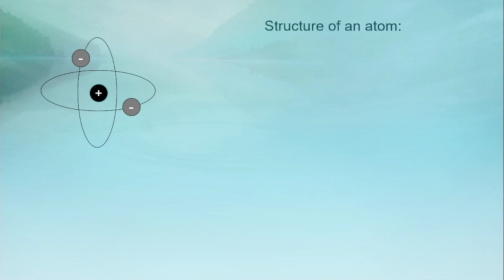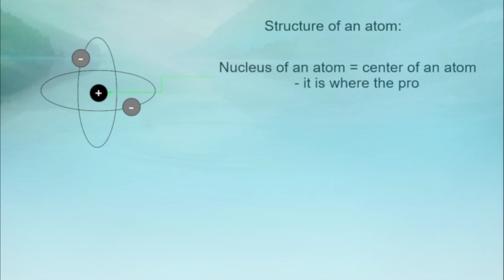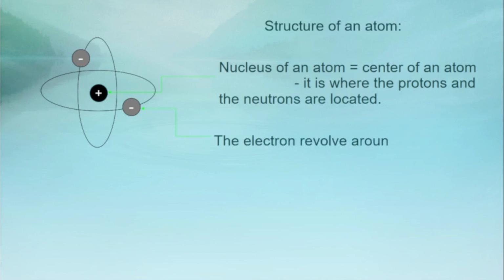Structure of an atom. Nucleus of an atom or center of an atom. It is where the protons and the neutrons are located. The electrons revolve around in orbits or shells around the nucleus.